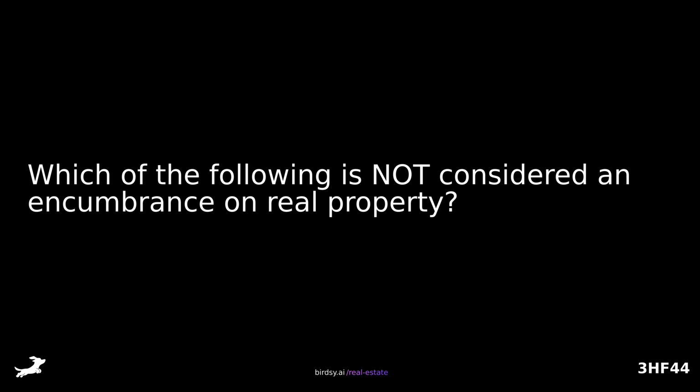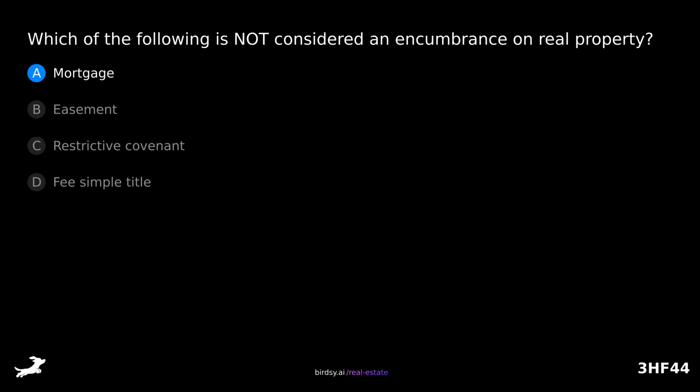Which of the following is not considered an encumbrance on real property? Is it A. Mortgage, B. Easement, C. Restrictive covenant, or D. Fee simple title? The answer is D.